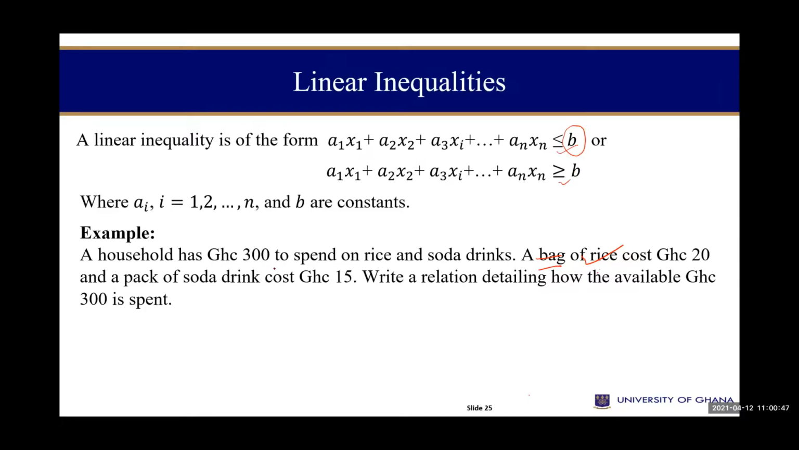If a household has 300 on rice and soda drinks, a bag of rice costs 20, and a pack... we've solved this problem already, but the statement is saying you should write a relation detailing how the available 300 Ghana cedis is spent. If you have an available amount to spend, the possible way to spend that money is either you are spending everything or you spend less of that. So the word available means that it is less than or what?